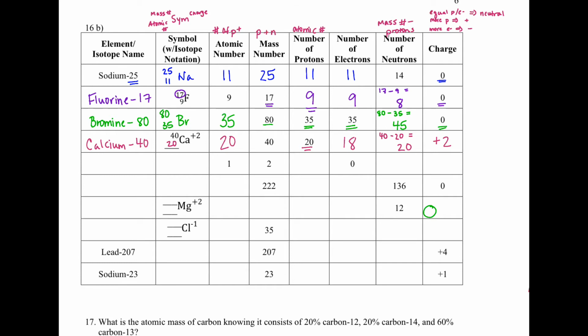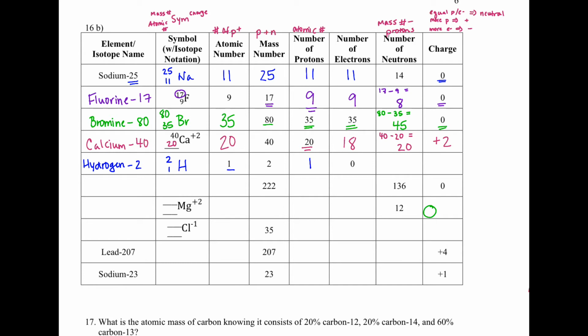So for the next one, I know that the atomic number is 1, which means this is hydrogen because that's the first element on the periodic table. The mass number, it said, was 2. Our symbol would be H. Mass number, atomic number.